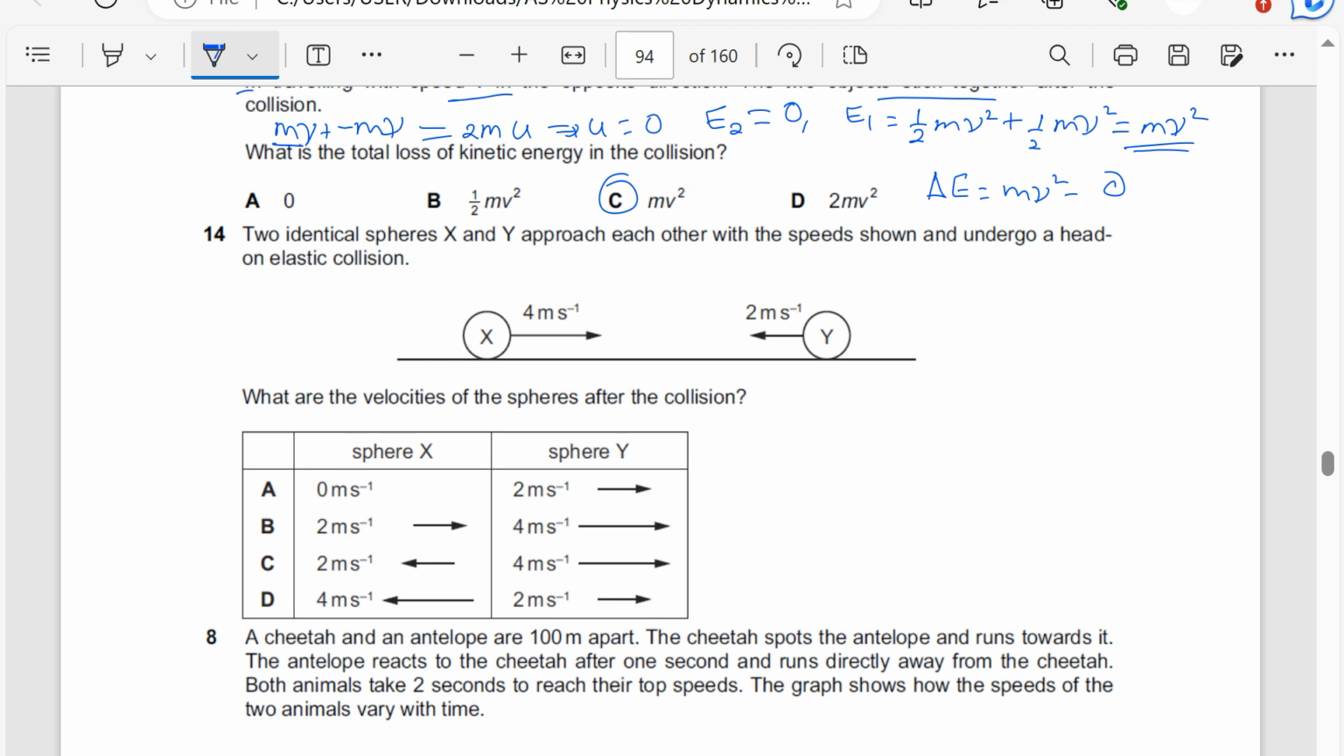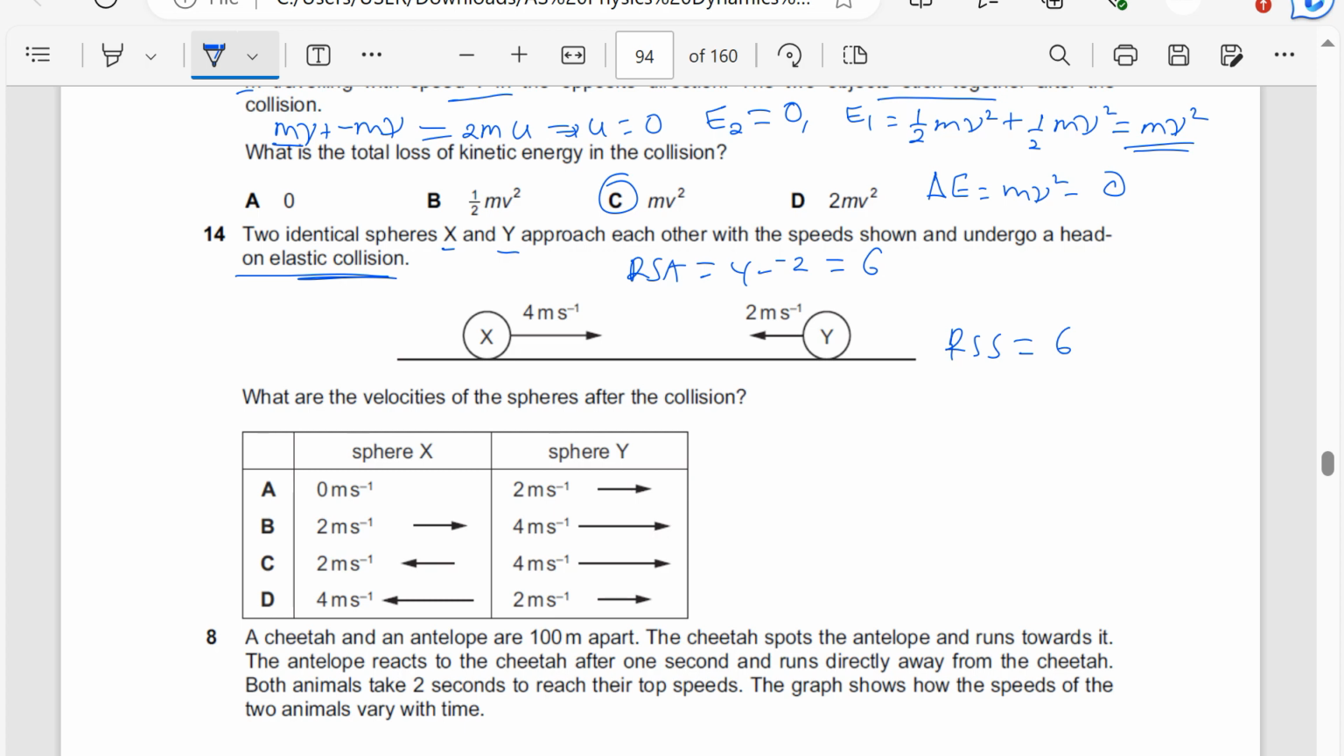Lastly, for this video, two identical spheres x and y approach each other with the speeds shown and undergo a head-on elastic collision. For elastic collision, the relative speed of approach should be equal to the relative speed of separation. So relative speed of approach is equal to 4 minus negative 2, which is equal to 6. It means the relative speed of separation should also be equal to 6 if the collision is elastic.